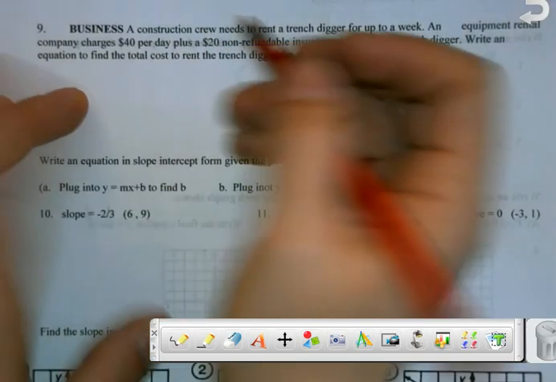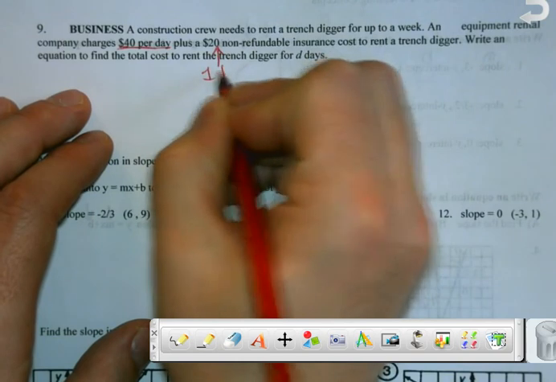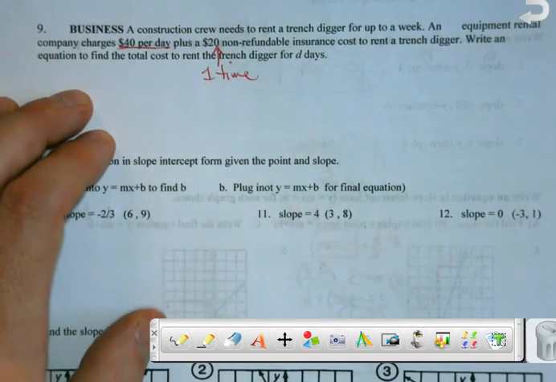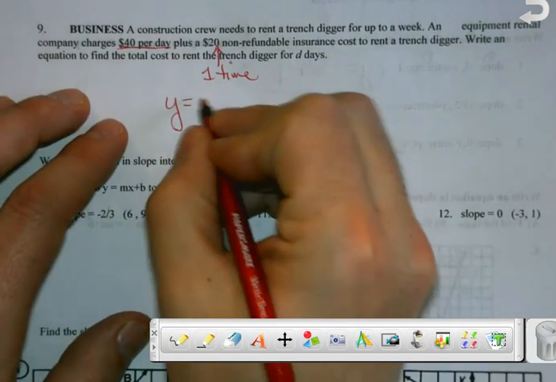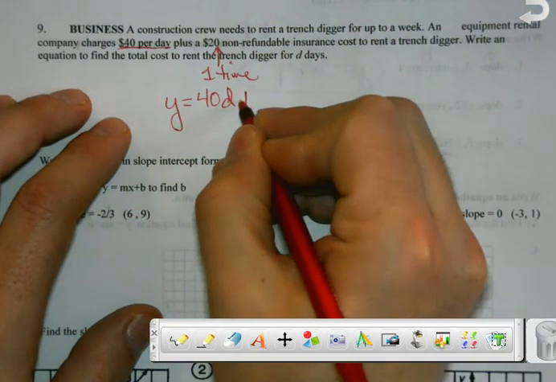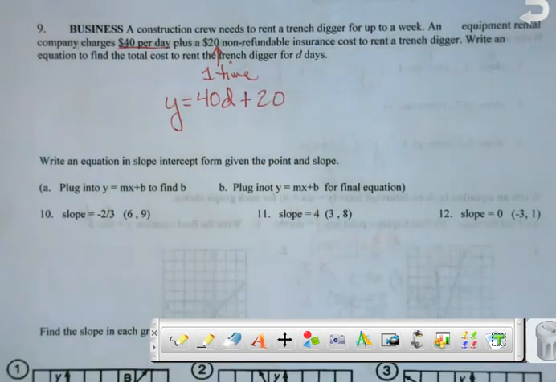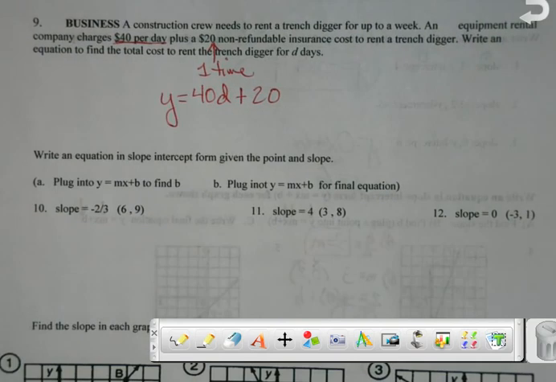Okay, 40 would be D for days. So this is my one-timer. And again, if you used X, that's fine. So 40D plus 20. Well, I'll find out later if you get it. All right. It can be X. Yep. All right. Next section.